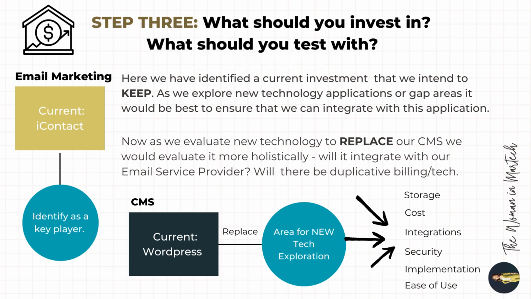Knowing the key players, however, you would evaluate new technology from the lens of how they work together. In this example, if you plan to keep your email marketing solution and you're evaluating a CMS, you would want to ensure that they could integrate together. And then you would want to evaluate the CMS more holistically to make sure it has all of the features that you were looking for, such as storage, cost, integration, security, implementation, and ease of use. So you want to make sure that you don't have any duplicative tech.